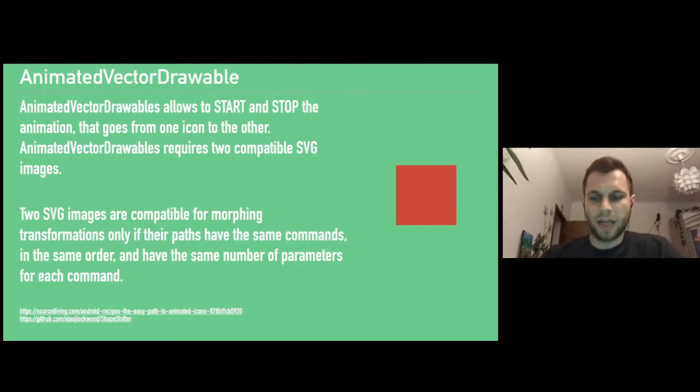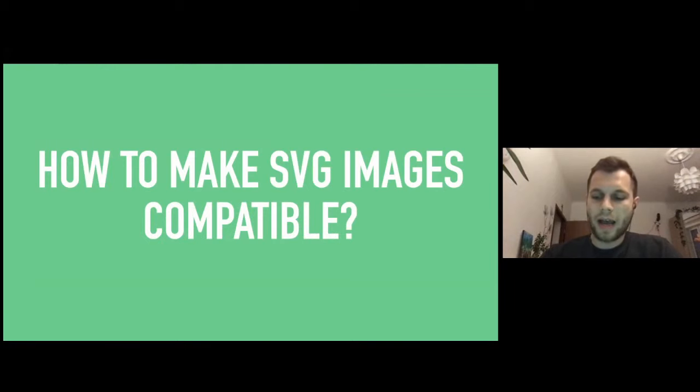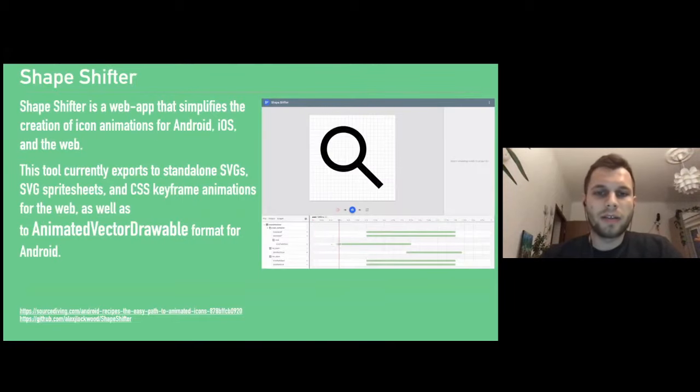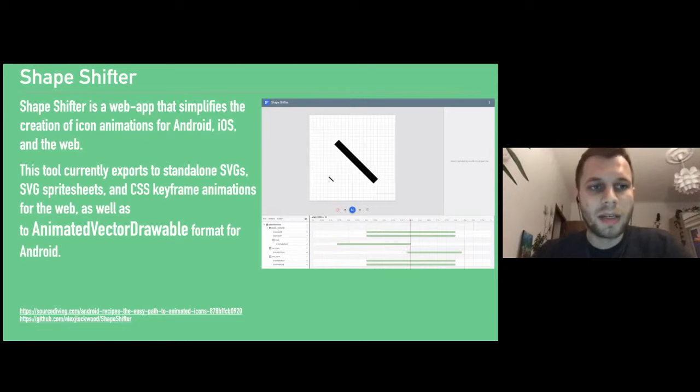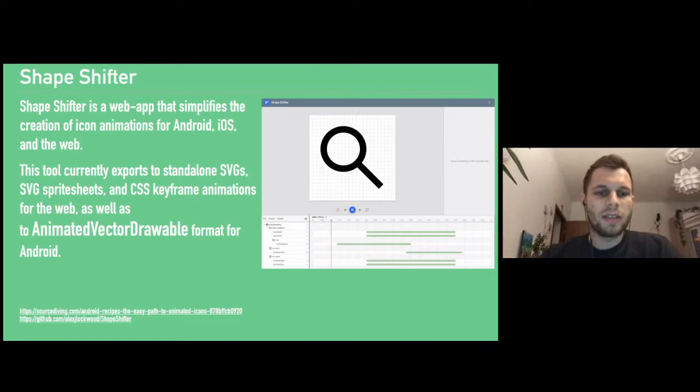And as for how to do that, it's also from that article. I found a great web application. The name of that application is Shapeshifter. And we can use it to create animated vector drawables from different SVG images. As you can see at the screenshot, in the movie, the sample is that we can change the loop icon to the close icon, and it looks smooth.